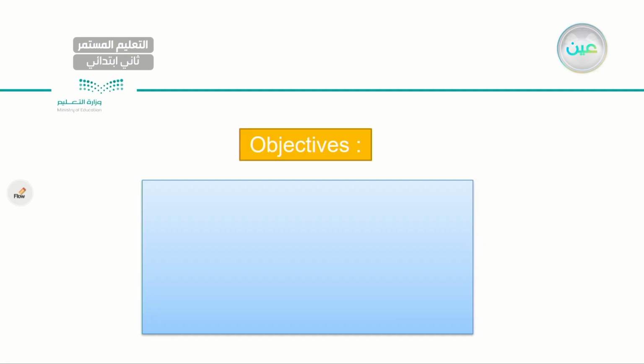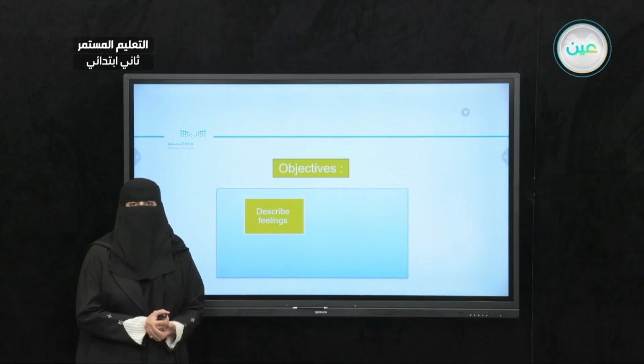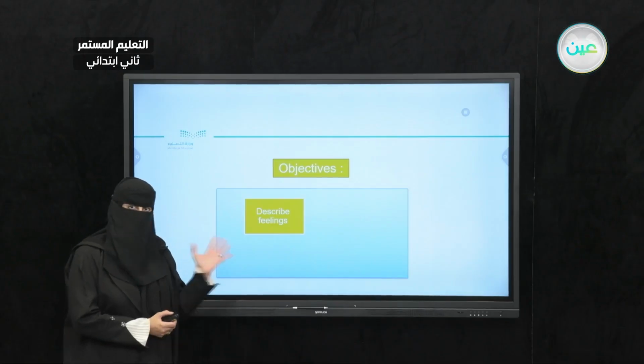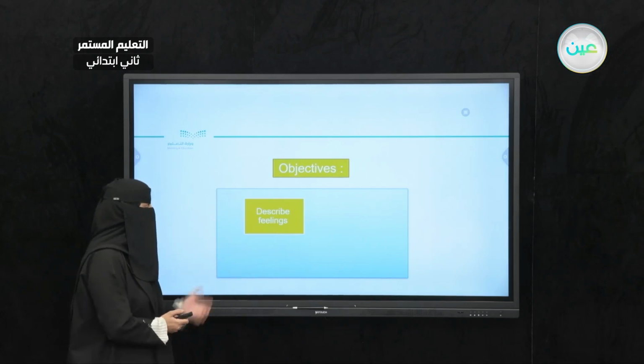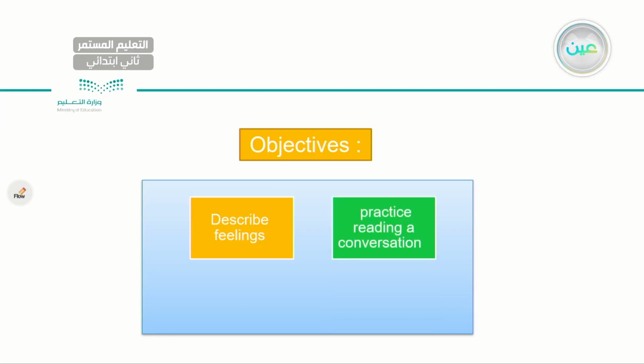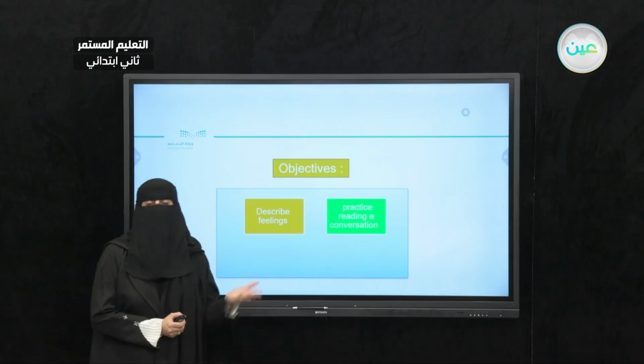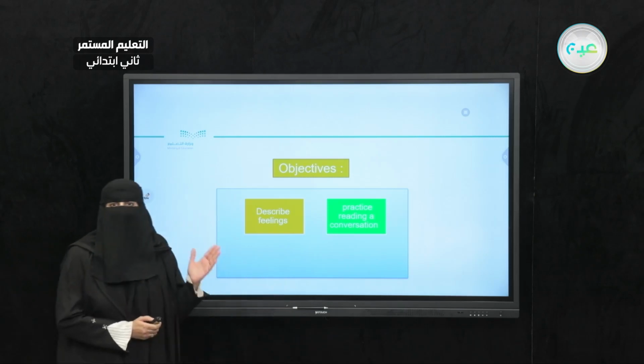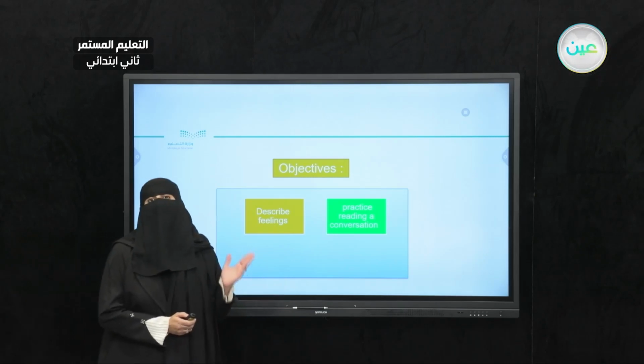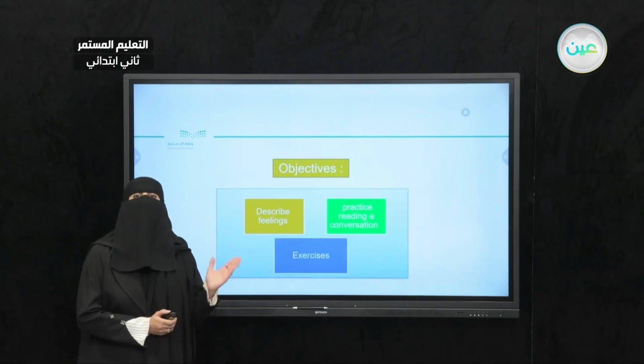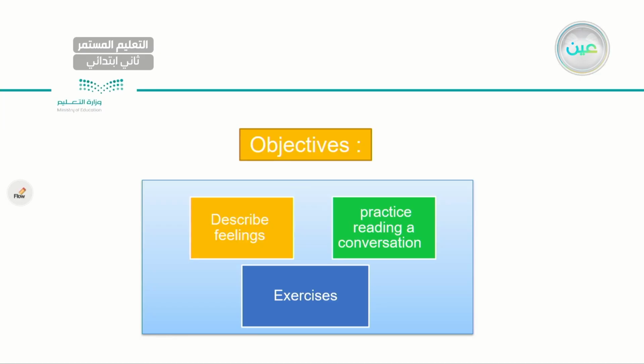By the end of the lesson, inshallah, you are expected to have all these goals. You will be able to describe feelings, different kinds of feelings, okay? And we will get in a minute to what feeling means. Also, we will be able to practice reading a conversation. As you can see in your books, you have a conversation, and in order to do that, we need to do, as usual, plenty of exercises, different kinds of fun exercises.